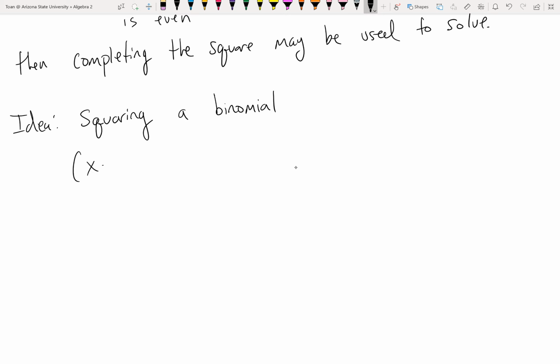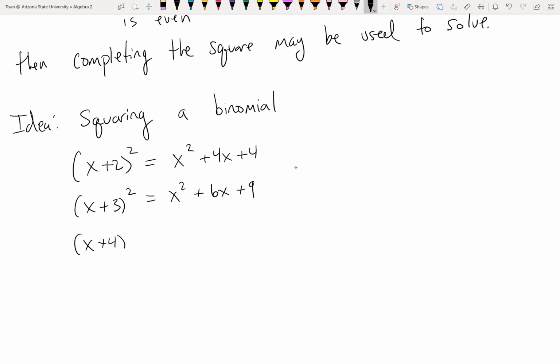If I were to take, say, x plus 2 and square it, and I did the math and I got an answer, that would give us x squared plus 4x plus 4. What if I did x plus 3 squared? You expanded it, you multiplied it, did some math. You'll get an x squared plus 6x plus 9. What if I did it with a plus 4? You get an x squared plus 8x plus 16.